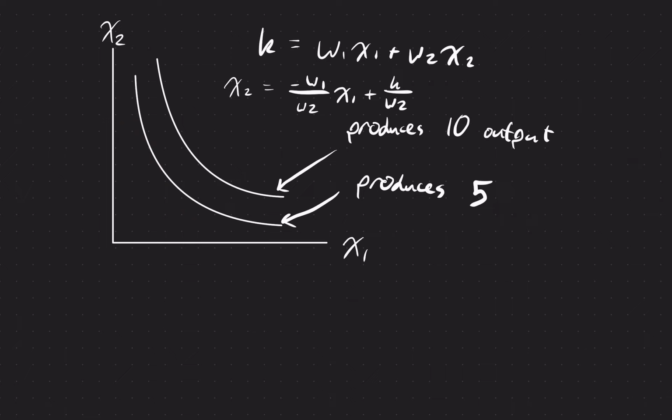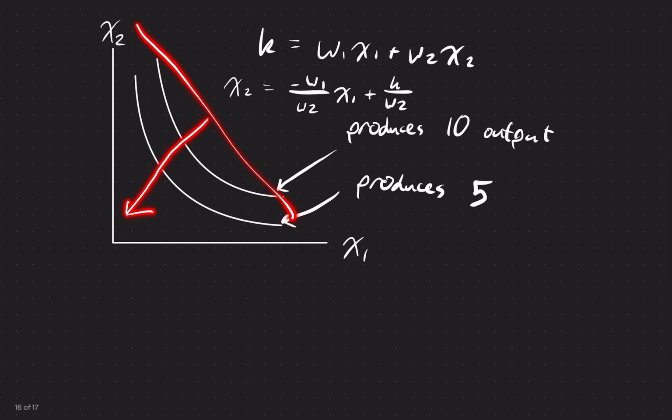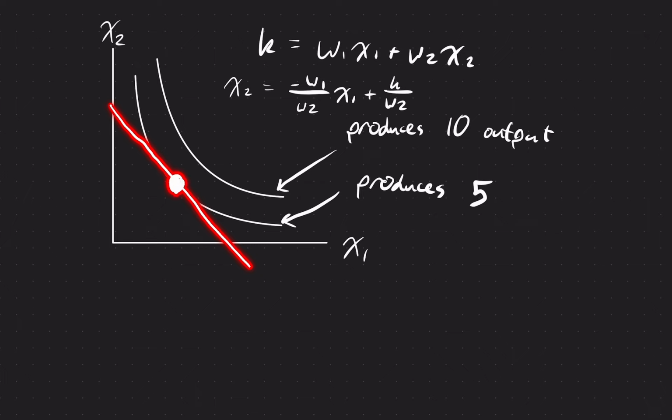So if our constraint is that we have to produce at least 5, then we have to be at least on this curve, and we want to bring in this cost line as close to the origin as possible, because as you go this way, your kappa is decreasing, you're spending less. So that's going to occur where there's this tangency, and that's why we care about the derivatives.